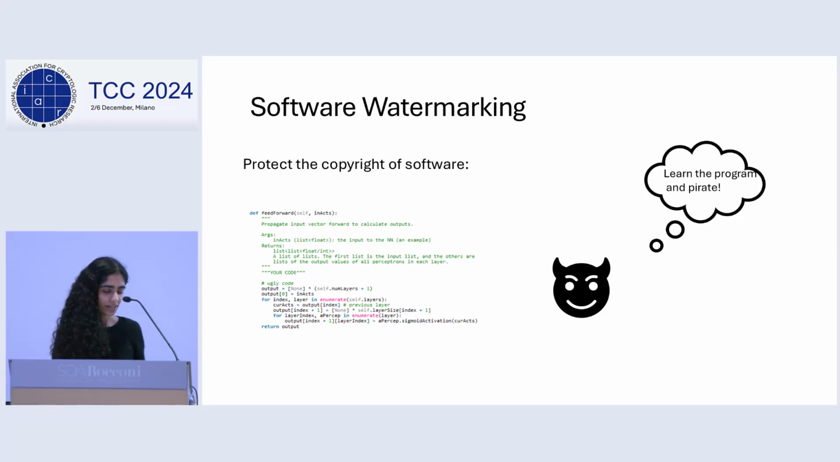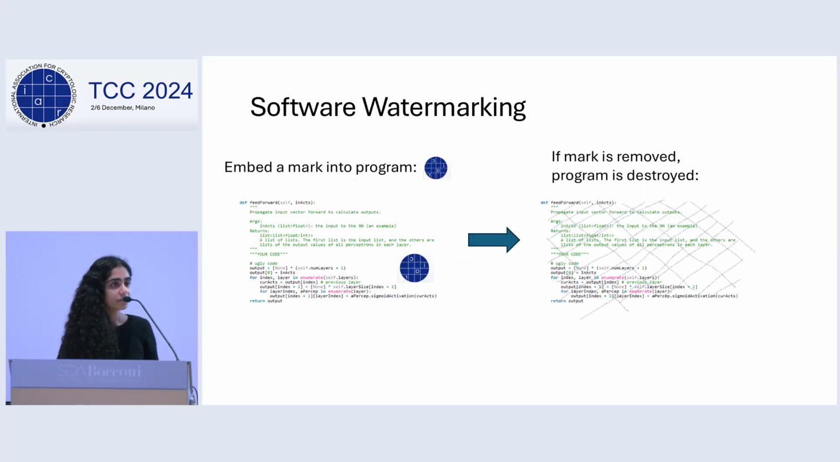Watermarking is an old idea, and it basically says that if you have an object, you can embed a mark in it, and any attempt to remove the mark would destroy the object. So in the software regime, you can think of having a piece of code, and you embed some mark in it, and if the mark is removed, then the program is destroyed, and it's not usable anymore.